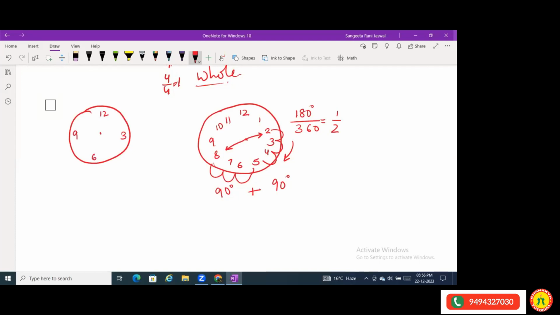Because from the middle point, if we put a straight line, we have to divide in half, then it will become a right angle. Like from 3 to 6, it will be a right angle, and 6 to 9, then 9 to 12, because 12 divided by 3 will be 4. So in a whole angle, there are 360 degrees. Okay.